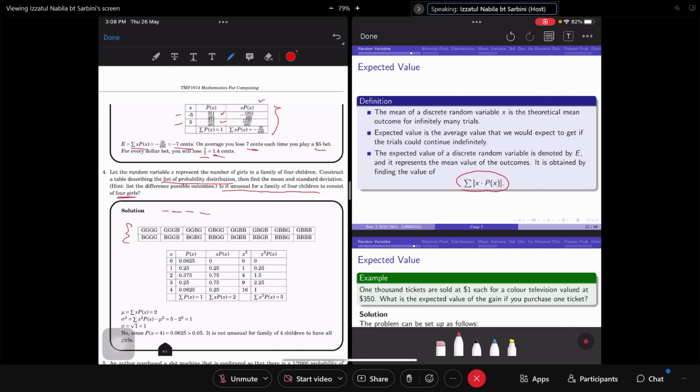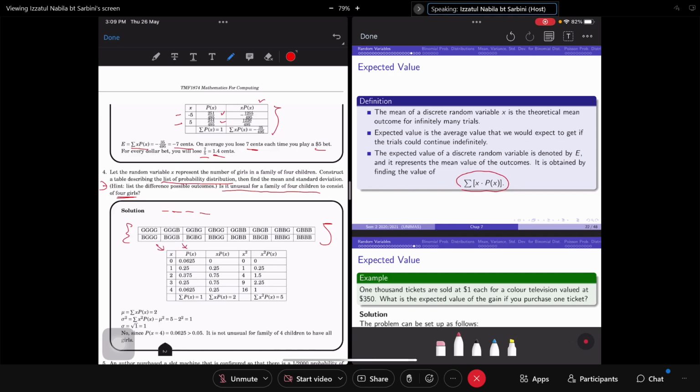So first, it gives a hint here. First, you list down the combinations, the different possibilities. You have 4 children, so there are combinations of girls: first child girl, second child boy, and so on. So you list out all the outcomes. Once you have this, you need to construct a probability distribution table. For a probability distribution, you're going to have x and you're going to have px.